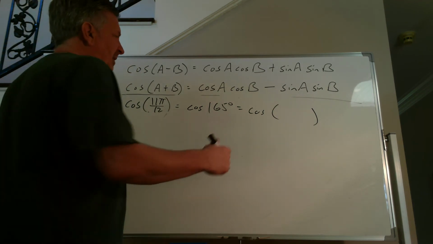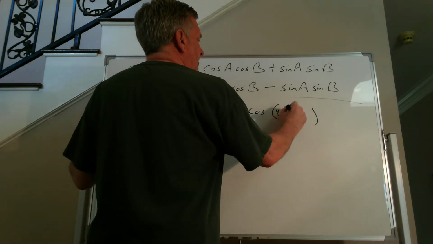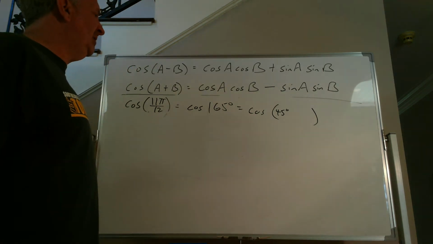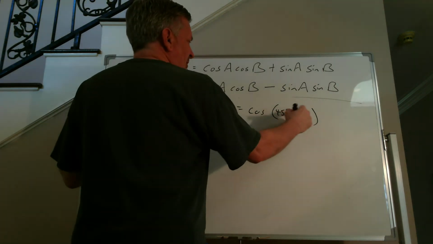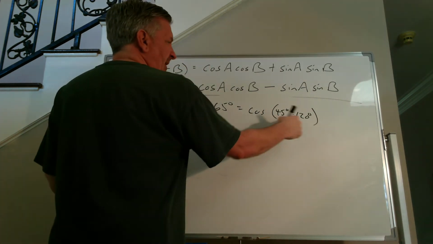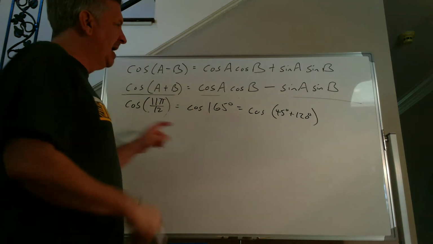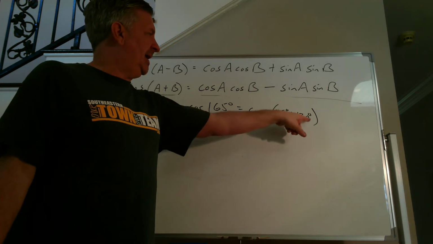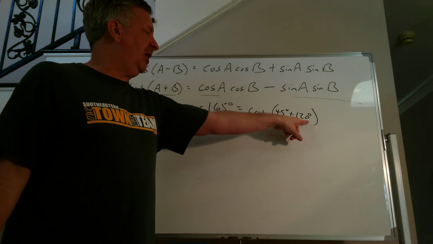For example, I'm just going to pick something. Suppose I pick 45 degrees here. If I put 45 degrees here, what I need here to get the sum to work, I have to use 120 degrees, wouldn't I? 45 and 120 is 165. 45 I know I can do. Can I find cosine and sine of 120?